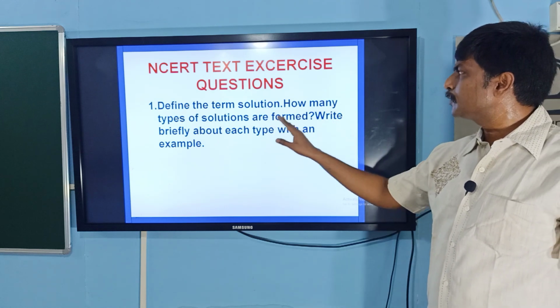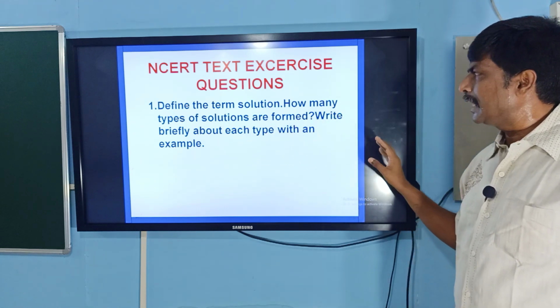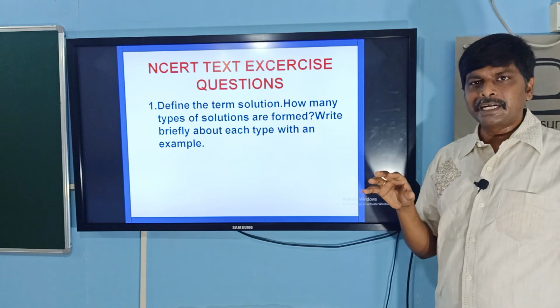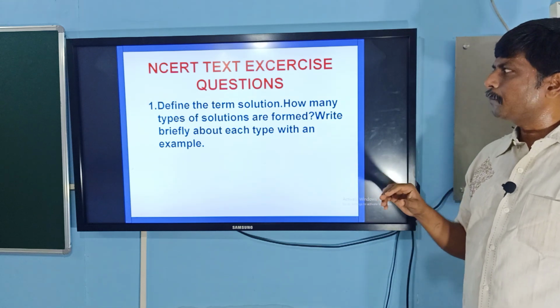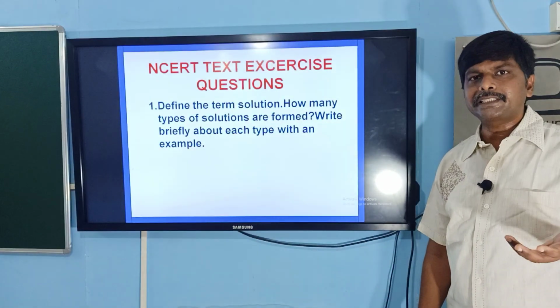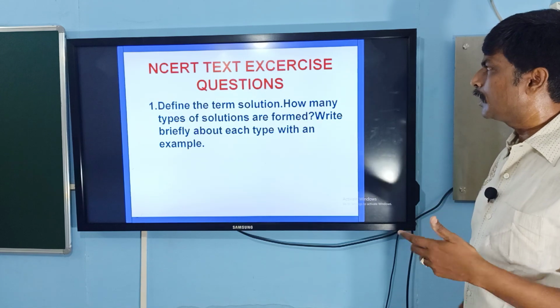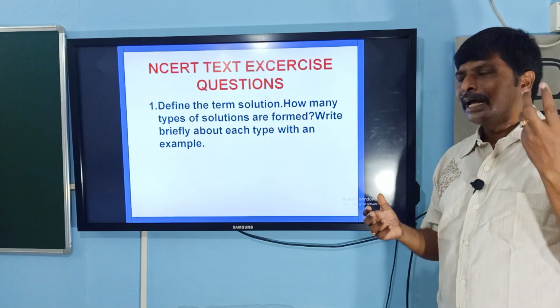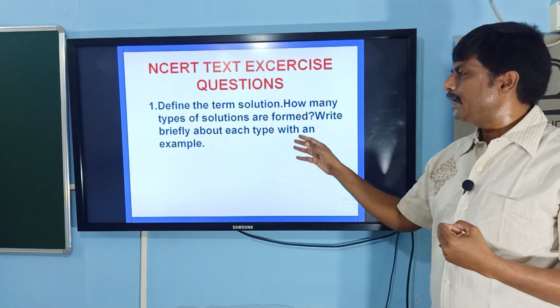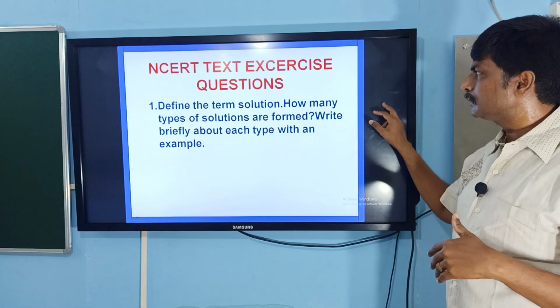Now some NCERT textbook questions related to today's class. Define the term solution. How many types of solutions are formed? Write briefly about each type with an example. It is the first question in our NCERT textbook. Define the term solution: a homogeneous mixture of 2 or more substances is called a solution. How many types are there? Total 9 types. Write briefly about each type. You sort out and write the notes for this question.